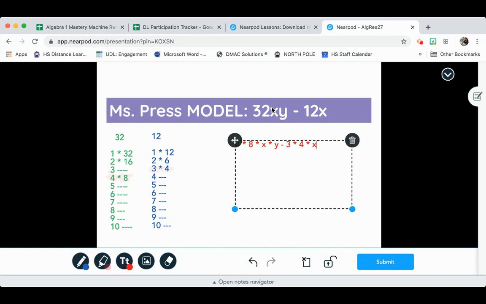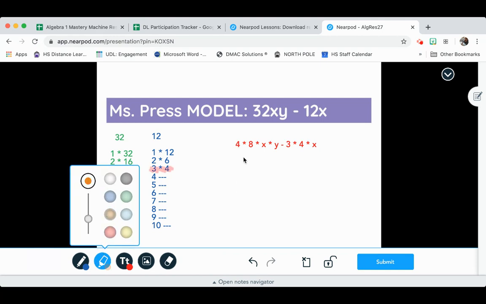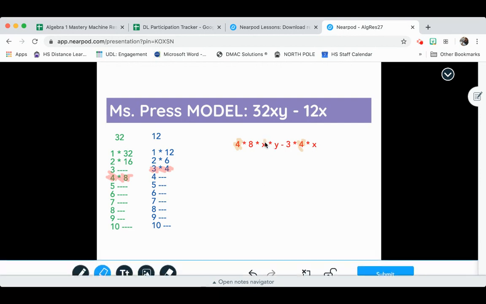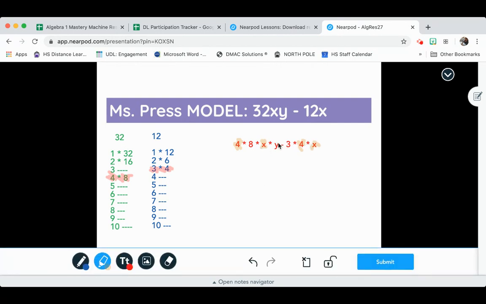We can't forget those variables. Those are really important. Okay, so now what I need to do is I need to figure out, what do these both have in common? What is the greatest common factor between both of them? Well, they both have a 4, and they both have an x. Notice I'm going across the minus sign. So that's what I can take out.